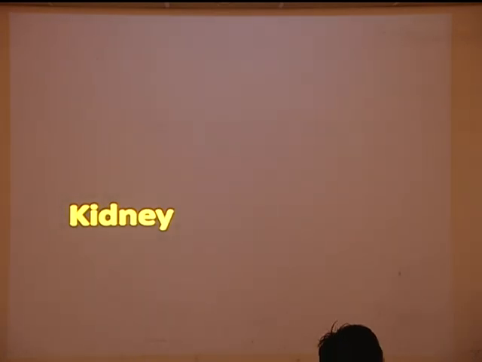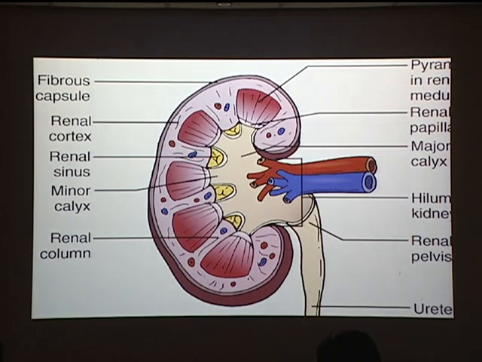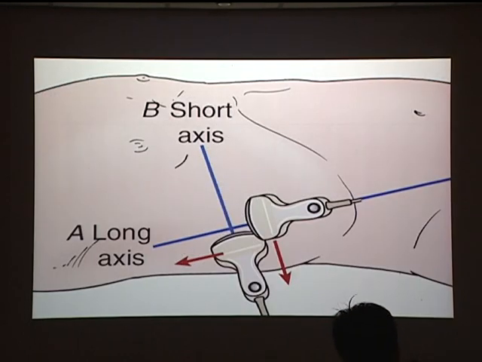Okay, the second one is the kidney. Kidneys are divided into two anatomic parts, the parenchyma and the sinus. The parenchyma is subdivided into two parts, the cortex and the medulla. You can see some pyramids and papillae in the medulla. The sinus is filled with fat, so you will see a hyperechoic region in your ultrasound, and the cortex will be a hypoechoic region. It's called the double density.